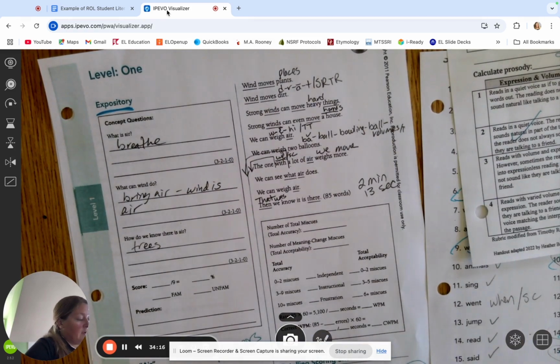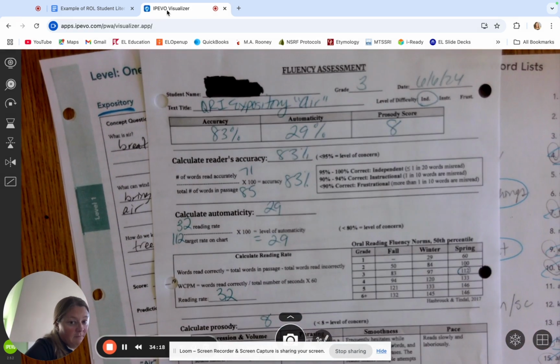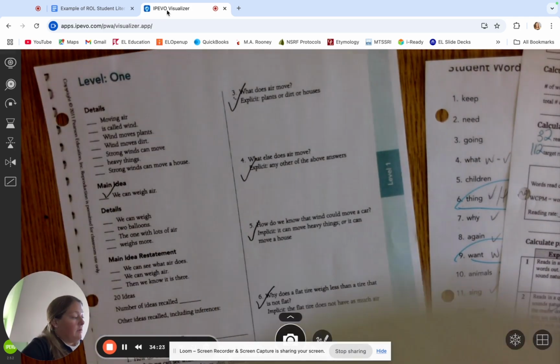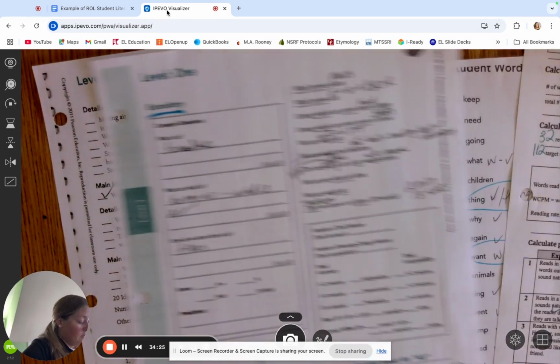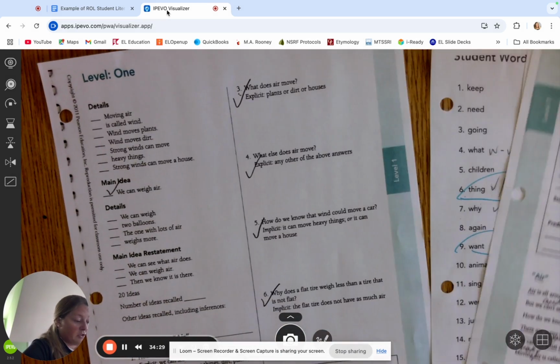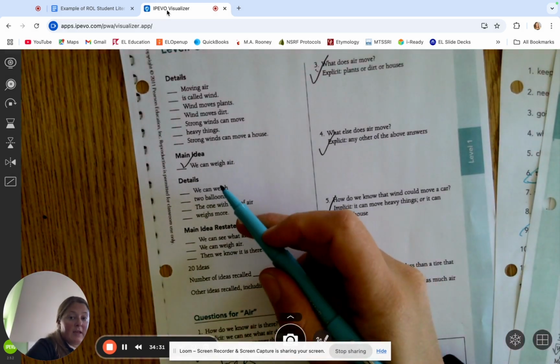So now the question becomes, so we know his fluency isn't great. So now the question becomes, how's his comprehension? So when he was asked to give an oral retell, he was not able to recall much. He remembered that we can weigh air.